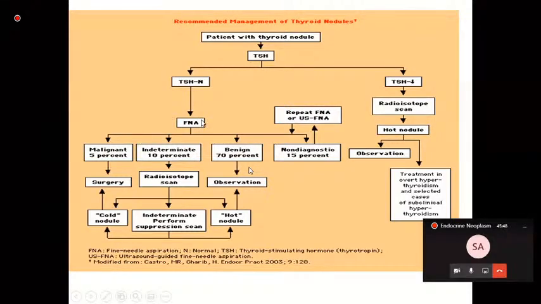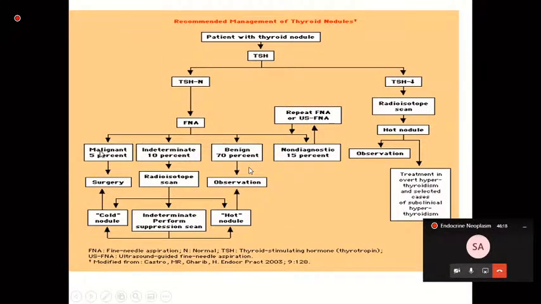it is just a cyst, or a cyst with trabeculation, which means there is some solid area, or just solid. In this case, we send the patient to do the FNAC. With FNAC, we can take the cells, and we can assess whether it is malignant.